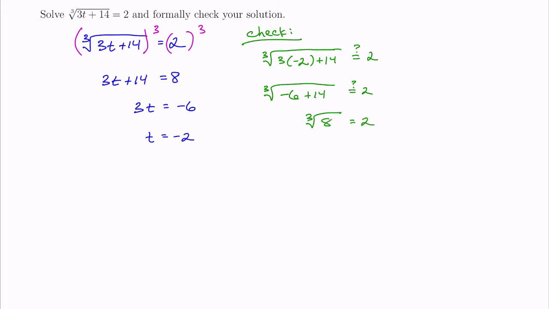The third root of 8 is in fact 2. And so we have checked that this is a solution. We have obtained a true statement, and so we simply need the solution statement. The solution is negative 2. Or, if you prefer, the solution set is the set negative 2.